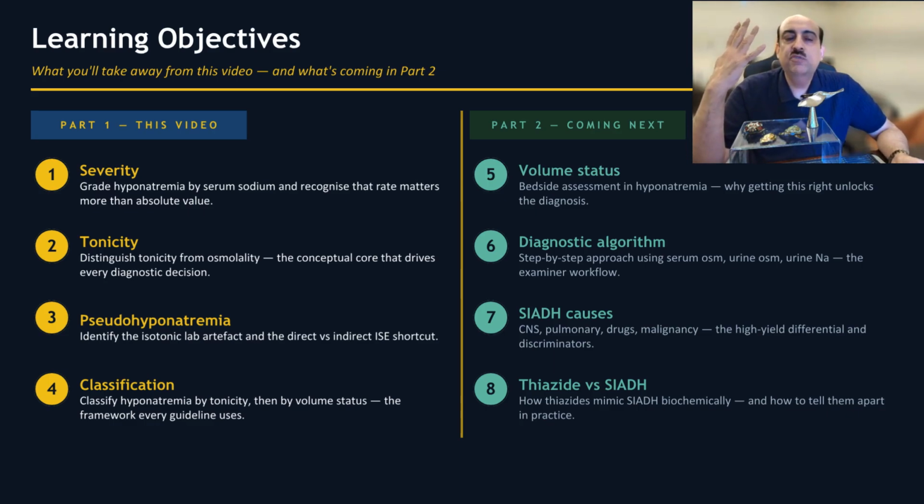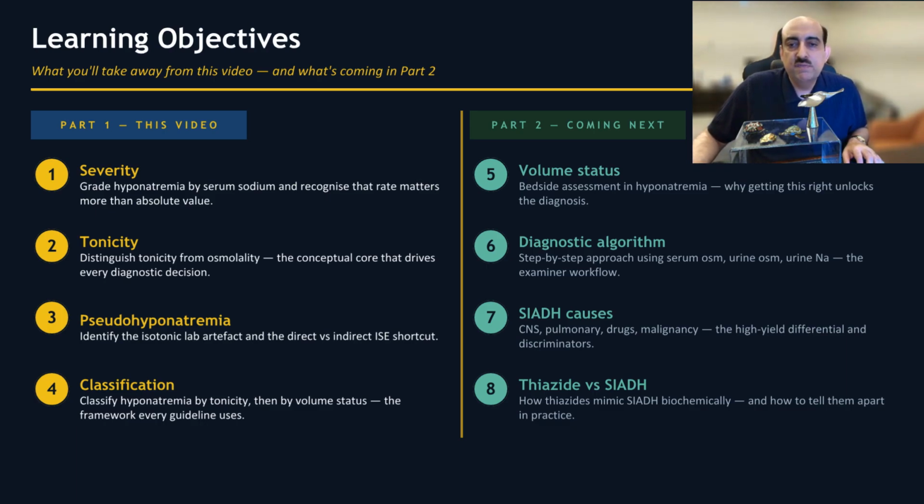Four learning objectives for part one. By the end, you will grade hyponatremia by severity, distinguish tonicity from osmolality, recognize pseudohyponatremia at a glance, and classify any hyponatremic patient into the right tonicity and volume bucket. Part two, which is the next video, will build on this with the full diagnostic algorithm and the SIADH workup, while part three closes with management, including hypertonic saline and the osmotic demyelination cliff.